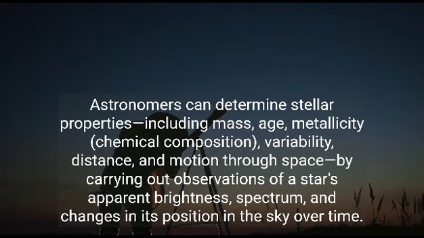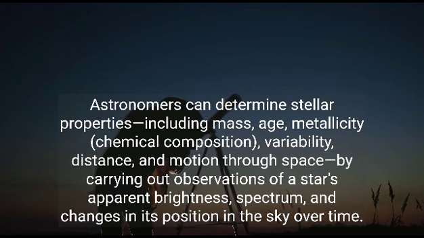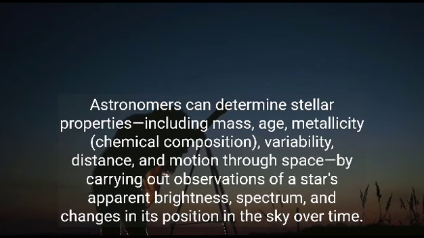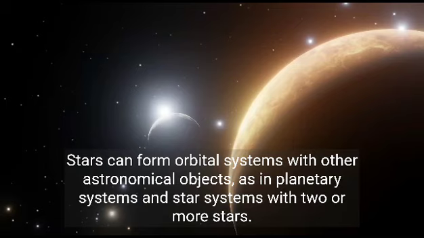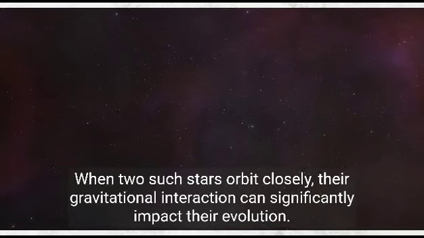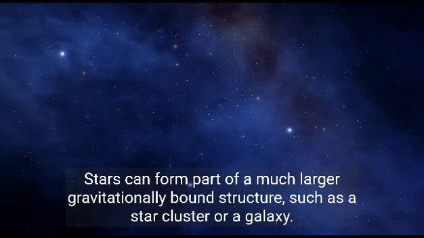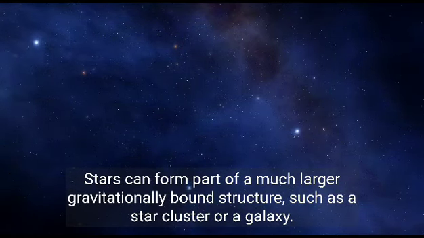Astronomers can determine stellar properties, including mass, age, metallicity, chemical composition, variability, distance, and motion through space, by carrying out observations of a star's apparent brightness, spectrum, and changes in its position in the sky over time. Stars can form orbital systems with other astronomical objects, as in planetary systems and star systems with two or more stars. When two such stars orbit closely, their gravitational interaction can significantly impact their evolution. Stars can form part of a much larger gravitationally bound structure, such as a star cluster or a galaxy.